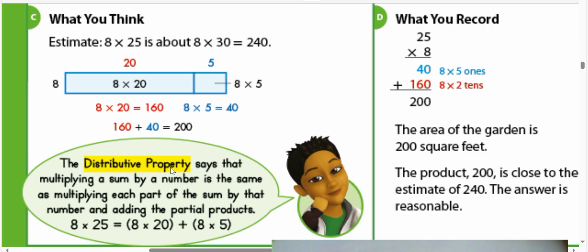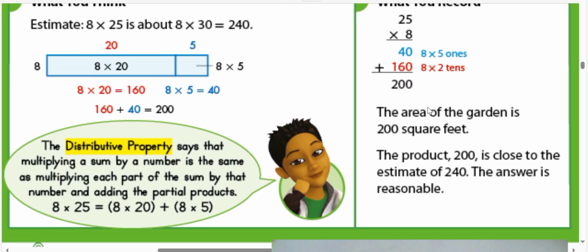Okay, distributive property says that multiplying a sum by a number is the same as multiplying each part of the sum by the number and adding the partial products. 25 is 20 plus 5, times 8, and then find the result. 5 times 8 equals 40. Then write 0 here, and 2 times 8 is 16. Then we can add together: 0 plus 0 is 0, 4 plus 6 is 0, and 1, 1 plus 1 is 2. Then the result will be 200.